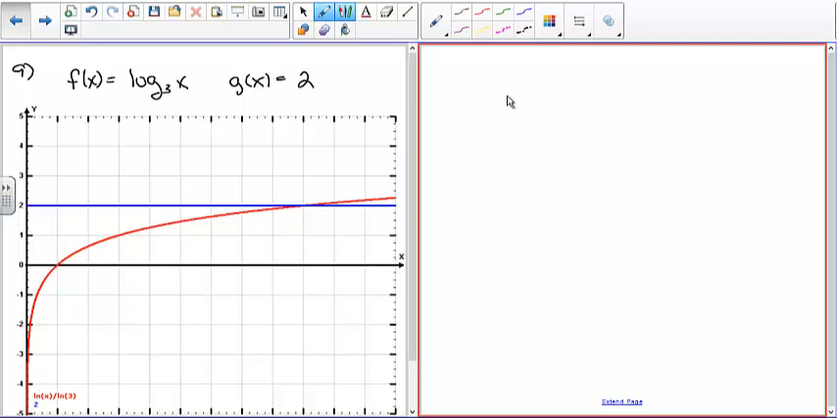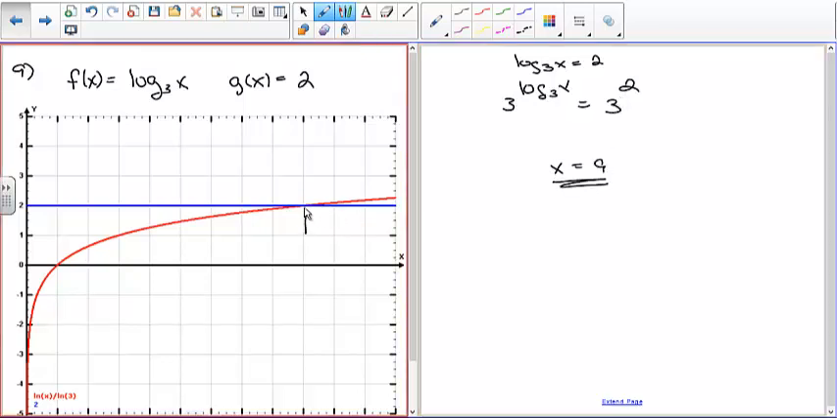So what we'd have to do is 3 to the log base 3 of x equals 3 to the second power, because what we're doing is we're saying log base 3 of x equals 2, so we make this the exponent with the base being the base of the logarithm. So 3 to the log base 3 of x is just x, and 3 squared is 9. So you get x equals 9, which corresponds to the correct answer there.